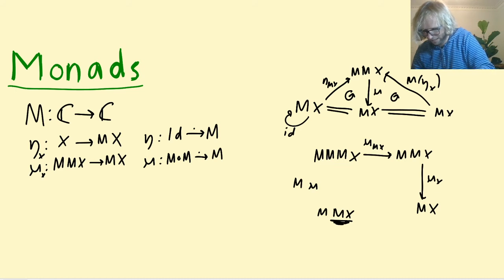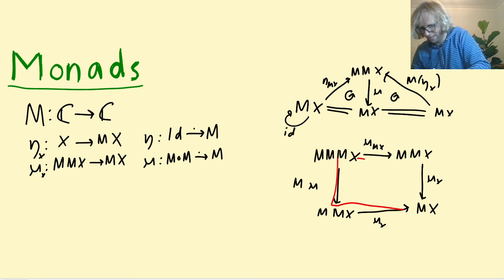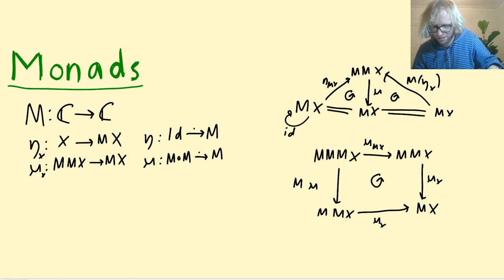So that's like doing the mu on the inside, and this is doing mu on the outside. And then here again, I can do another mu to collapse this. So these are the 2 ways I can go from here to here. Right. And I'm asking that these 2 ways are actually the same, so this diagram actually commutes.